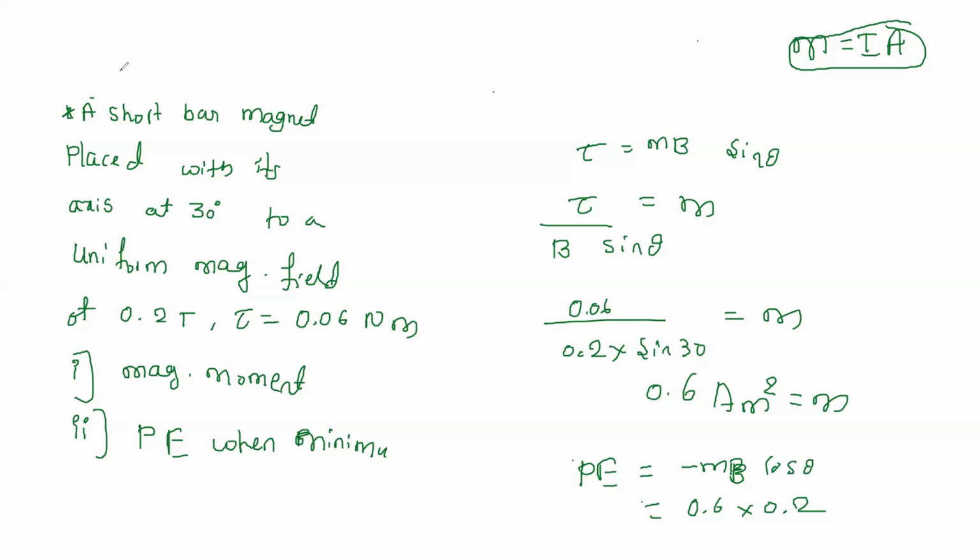Yes, the answer is 0, correct. For minimum, the potential energy we have to take as 0 only. No need to substitute this, just take it as what? The potential energy is 0 because the angle is 0. Theta is equal to 0. Cos 0 is 1. And the mB value is given. So substitute the mB value.